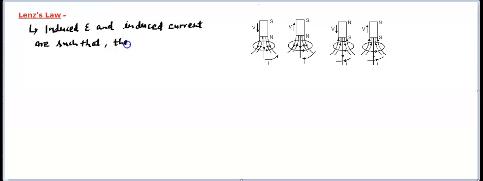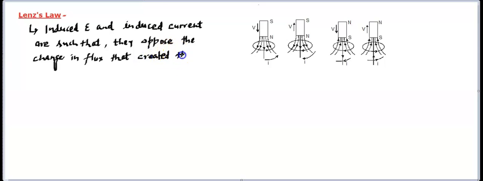they oppose the change in flux that created them. So whatever the flux change creates, induced EMF or induced current, the current and EMF will be in such a way that they will oppose. What will they oppose? Change in flux.